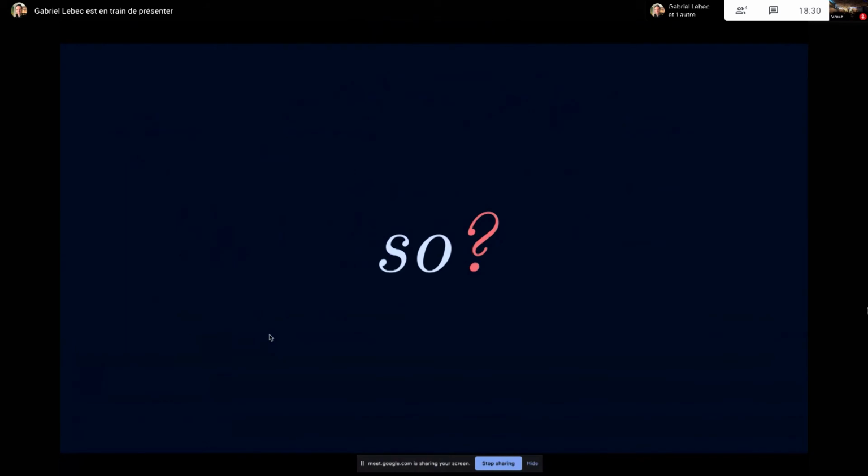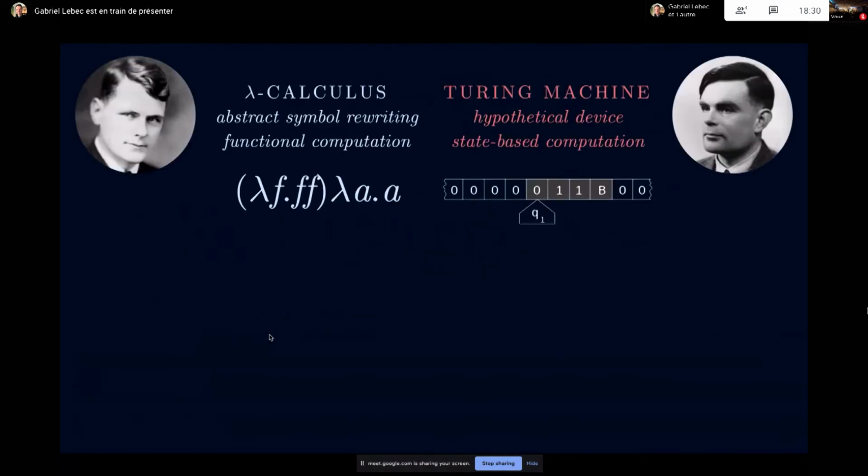All working out. So what? Why do we care? This is cute and all, but what is the moral? What is the exciting part? Well, remember Turing proved that Lambda Calculus and Turing machines are equally powerful. Anything one can do, the other can do.